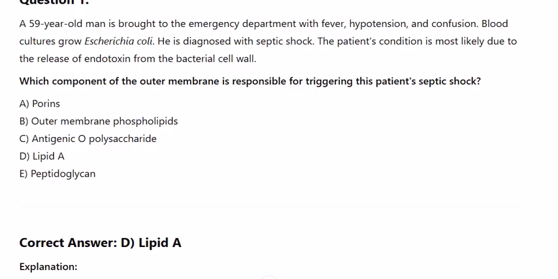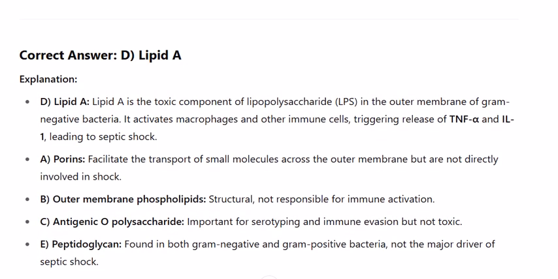Which component of the outer membrane is responsible for triggering this patient's septic shock? A. Porins. B. Outer membrane phospholipids. C. Antigenic O polysaccharide. D. Lipid A. E. Peptidoglycan. Correct answer D. Lipid A. Explanation: D. Lipid A.